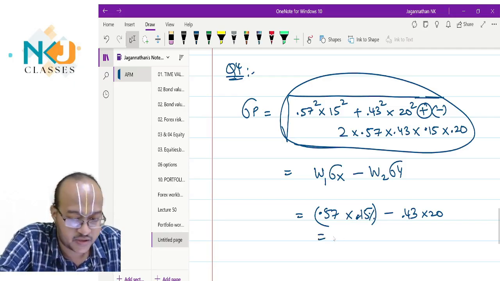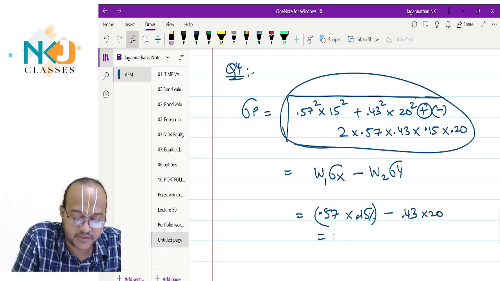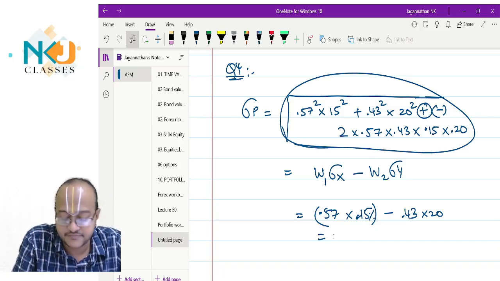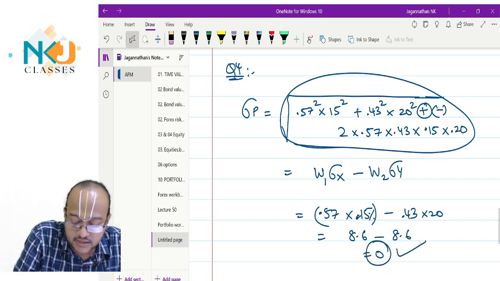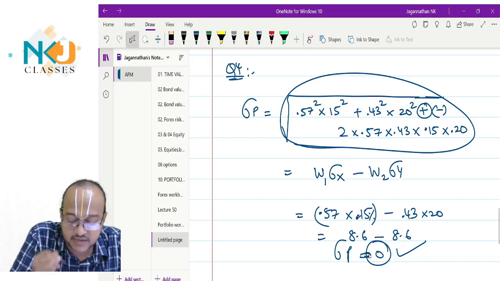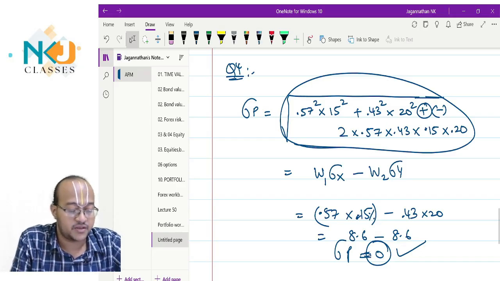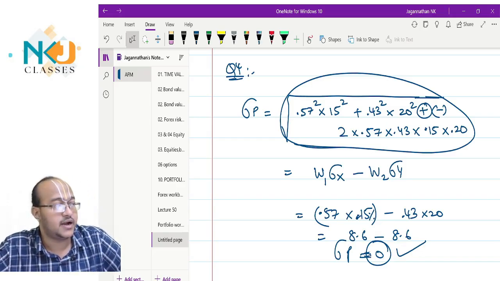See here, use the calculator. 15% into 0.57, what is that? 0.086, that is 8.6 percentage. Minus 20 into 0.43, that is also 8.6. Is it equal to 0? Are you all understanding? My portfolio risk is becoming 0. Now proved? Now clear?